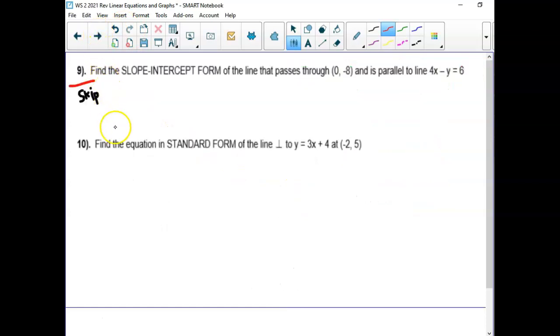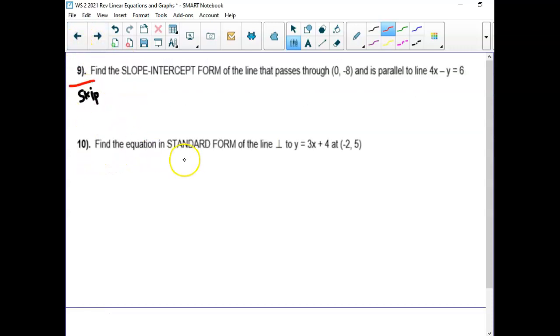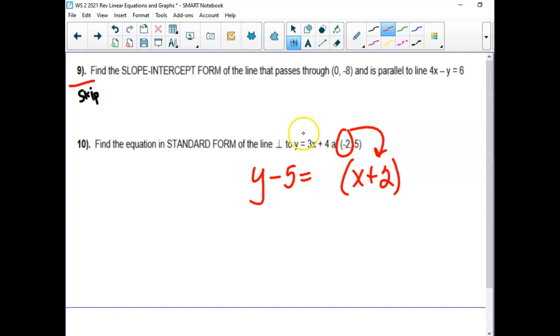Okay, I did not get very far. Well, I said I was going to skip this one. I was going to do 10, and I think that was the last one I was going to do anyway. Well, I'll do 10 super fast. You would do y minus 5 equals x plus 2 back here because it's minus a -2, okay? What is the slope, though, if it's perpendicular to this? The perpendicular slope would be -1/3.